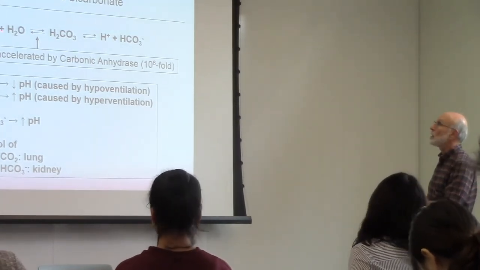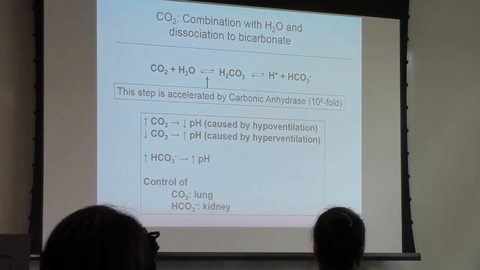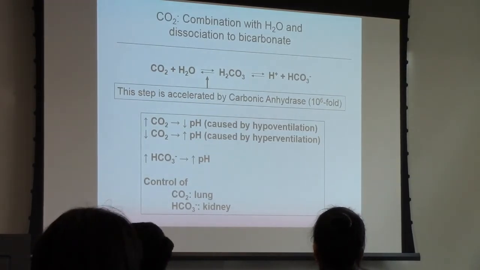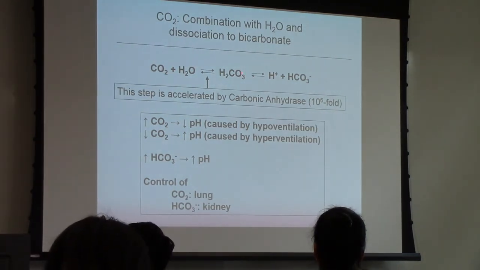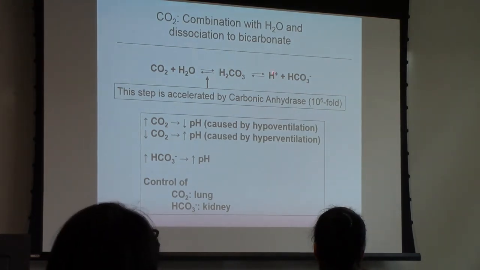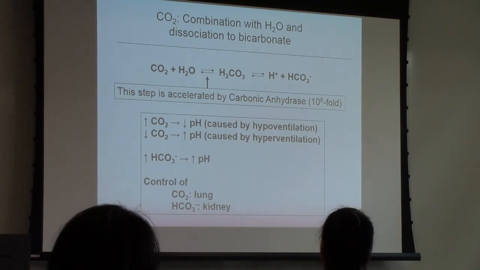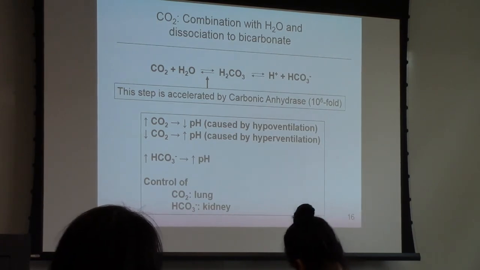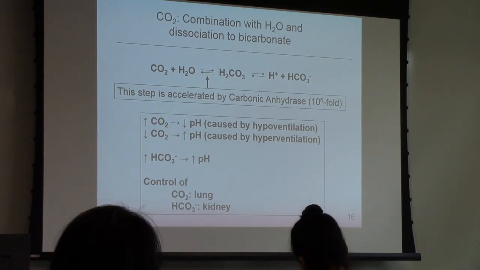So if I increase the partial pressure of CO2 by not breathing enough for whatever condition I'm doing, if I increase the partial pressure of CO2, I shift this equilibrium to the right. I produce more acid, I produce more protons, and the pH goes down. More acid is a low pH. I am asking you to remember from Gen Chem that more acid is a low pH.